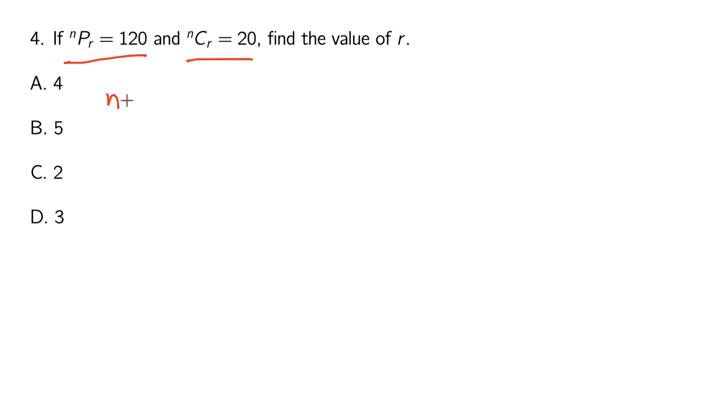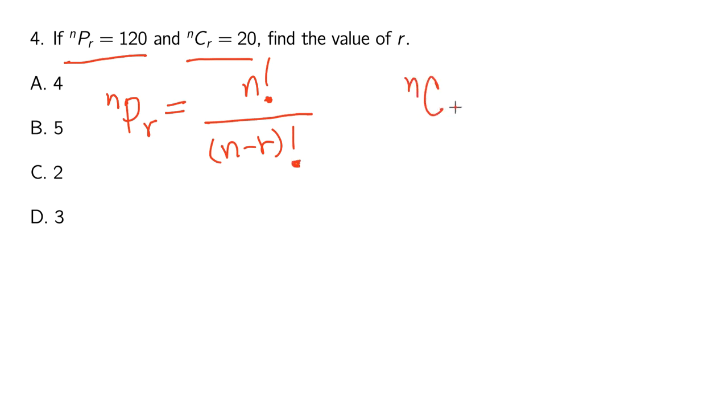nPr, the formula for nPr is n factorial over n minus r factorial, and the formula for nCr is n factorial over n minus r factorial times r factorial. So looking at the two formulae, they are quite similar. The only difference is this factor of r factorial in the bottom here. And in particular, we can divide one by the other.